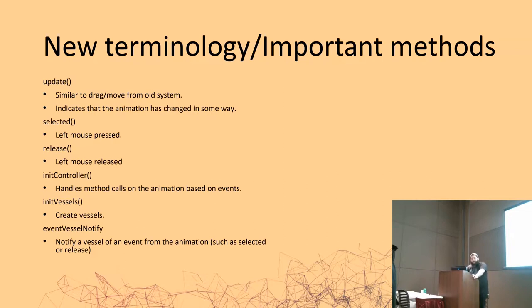Selected. This is specifically when your mouse has been pressed, but you have not released yet. So this is a rising action indicator that we have clicked on something, and we could be holding down. And then as soon as we let go, we get release.